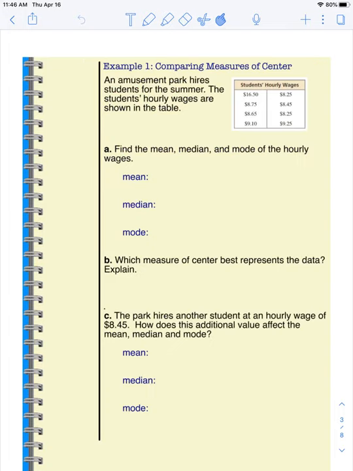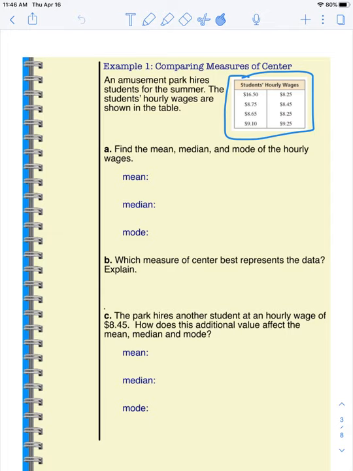All right, so example 1, comparing measures of center. An amusement park hires students for the summer. The students' hourly wages are shown in the table. So that's this table here. Part A, we're going to find the mean, median, and mode of the hourly wages.